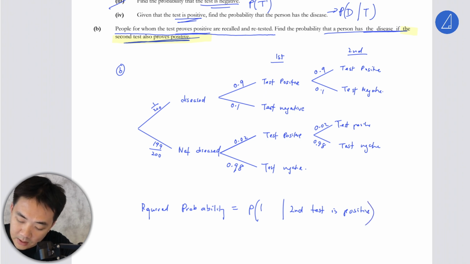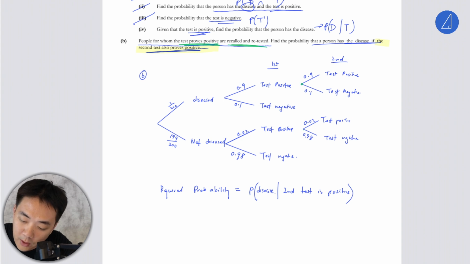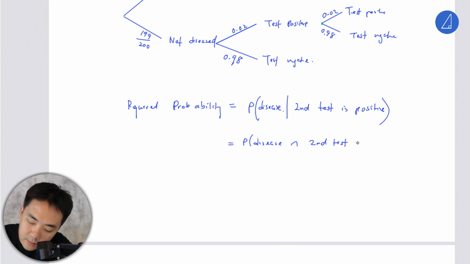Probability the person is diseased. This information here, that the first test is positive, and the person is recalled and tested, tells you to only branch out these 2 branches. Okay, so that's why you have those 2 branches. So this one is just diseased, second test positive. Overall, second test positive.